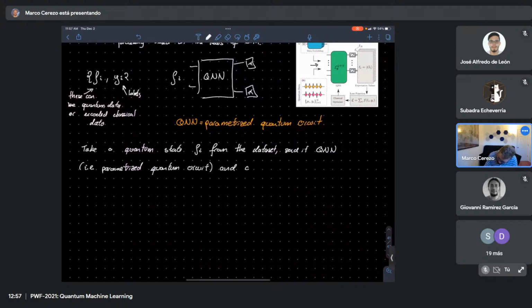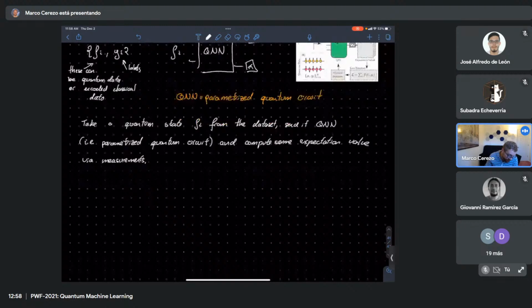And compute some expectation value via measurements. That's starting to sound really familiar, right? Because this is what we said that we can do in quantum computers. Prepare states, send them through a circuit, measure, and compute expectation values from there.